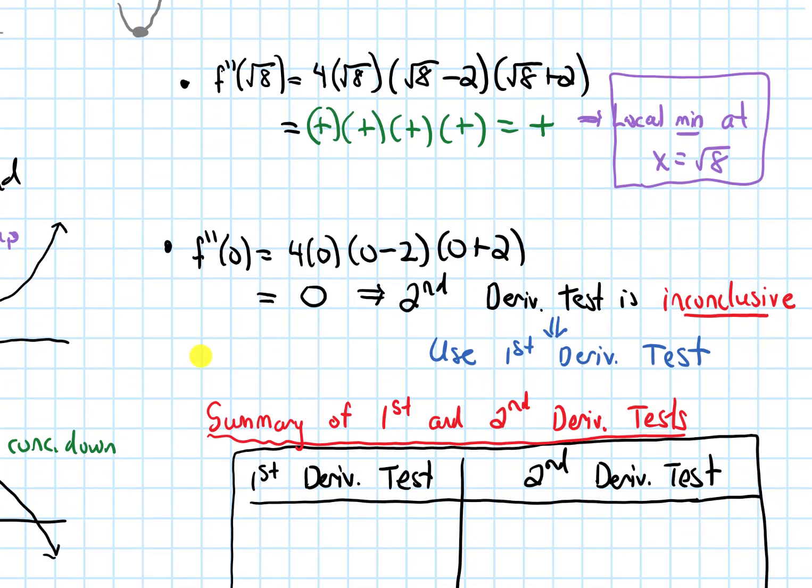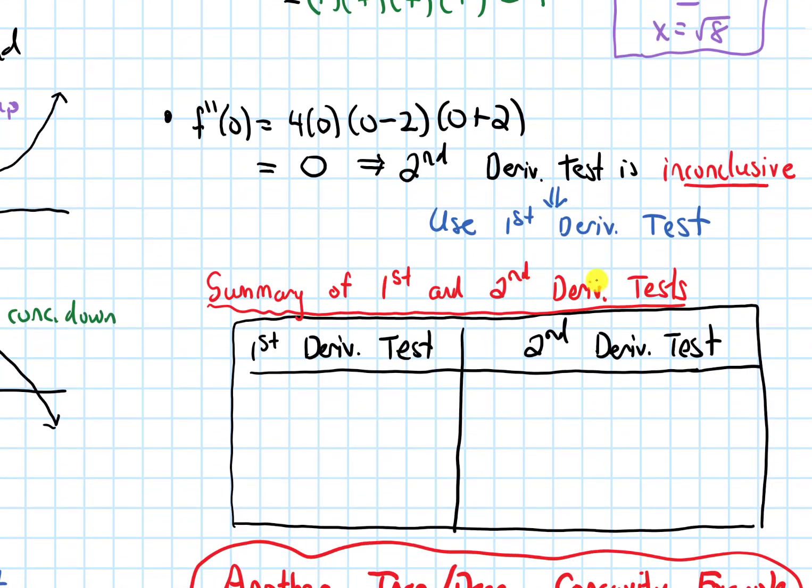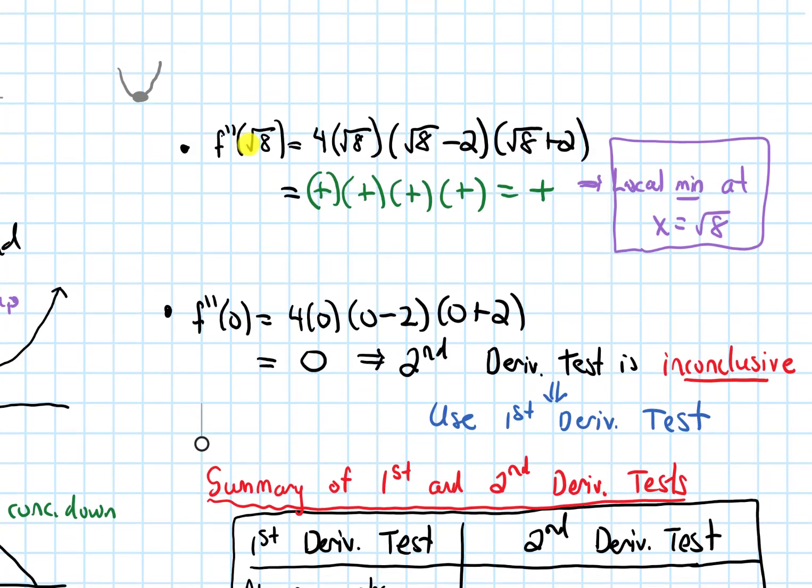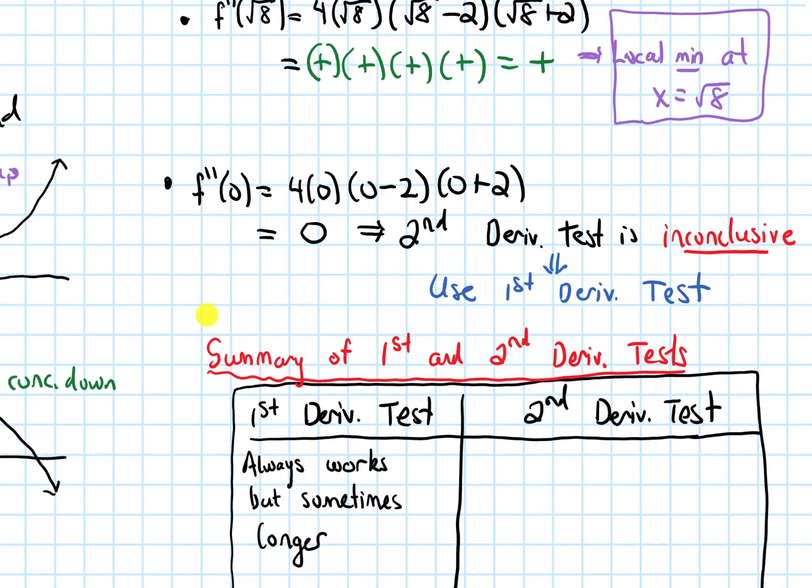So I want to end this video by giving a summary of the first and second derivative tests. The main thing I want to point out about the first derivative test is that this always works. There isn't a situation where it will give me something inconclusive. It's always going to work. But sometimes it's longer because I have to do my whole sign analysis, and that can take a while. Like in this problem, it was pretty quick to just plug numbers into the second derivative. If I hadn't had something inconclusive, like this critical number 0, it would have been faster and more efficient.